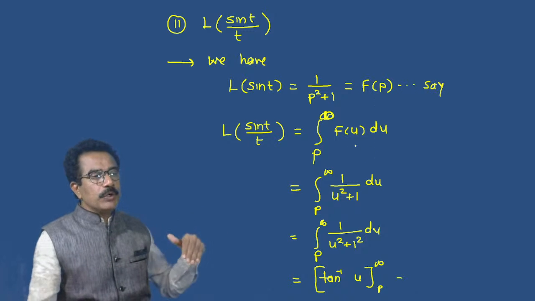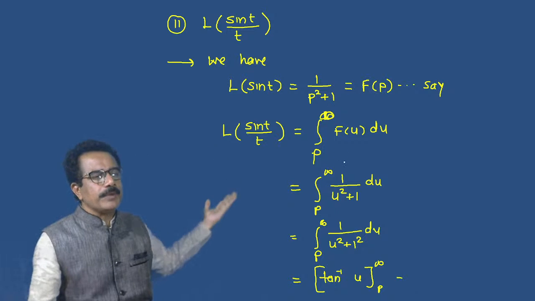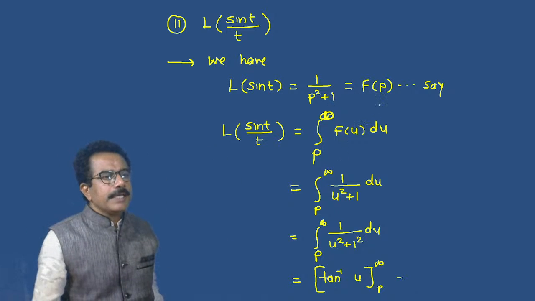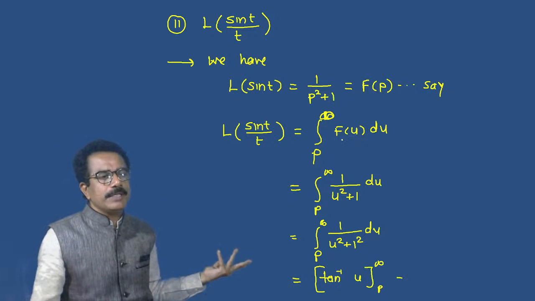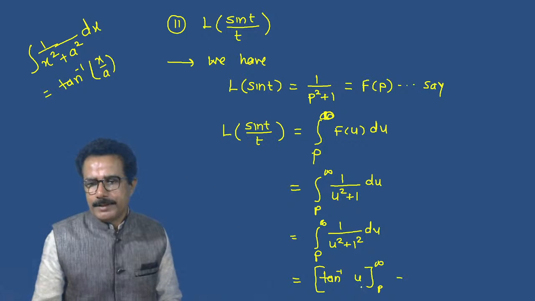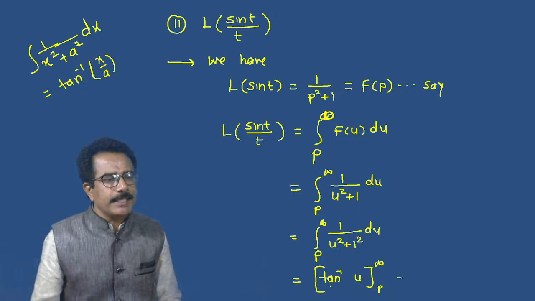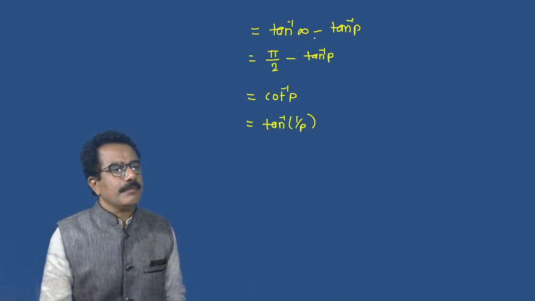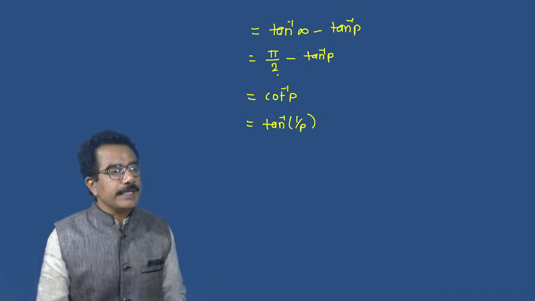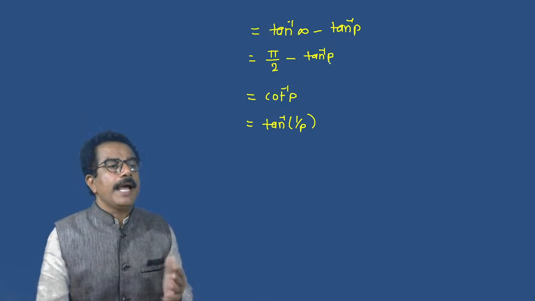So F of u means we have to write this function in the form of u. What is that F of u? Capital F of p means 1 upon p square plus 1. So capital F of u means 1 upon u square plus 1, whose integral is tan inverse of u. Now keep the upper limit and lower limit: tan inverse infinity minus tan inverse p. So tan inverse infinity means pi by 2, minus tan inverse p as it is.